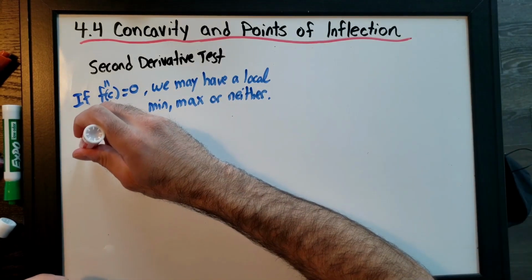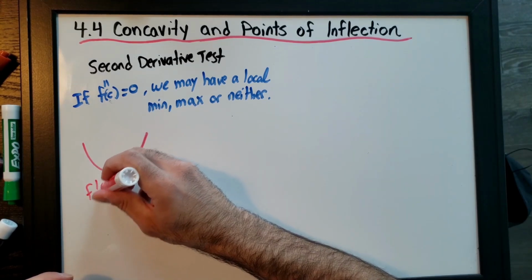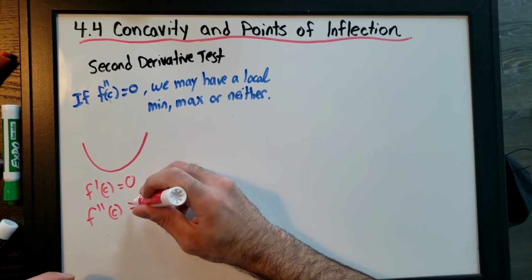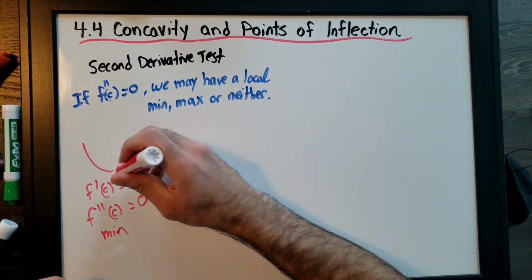Okay, I know we talked about this in class, but just to say it again, how do we have neither? So we know we can have a min or a max if f prime at C is 0 and f prime prime at C equals 0. This is a minimum. Okay, they're both 0.